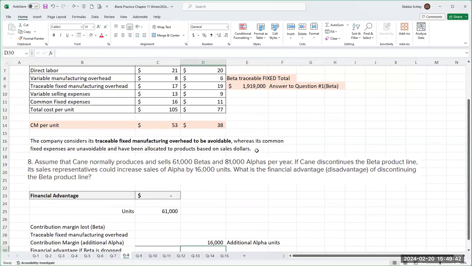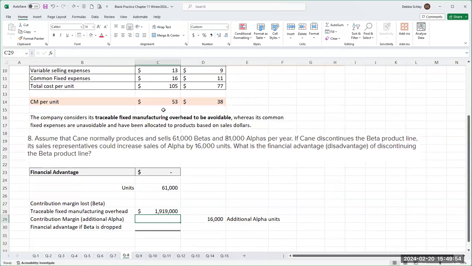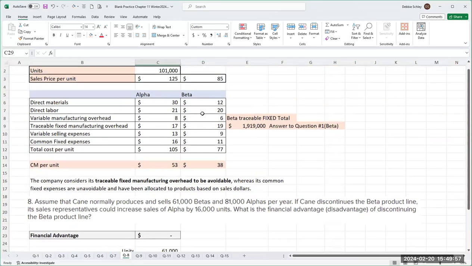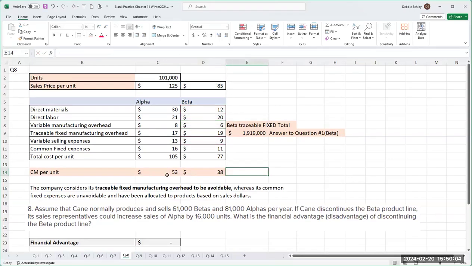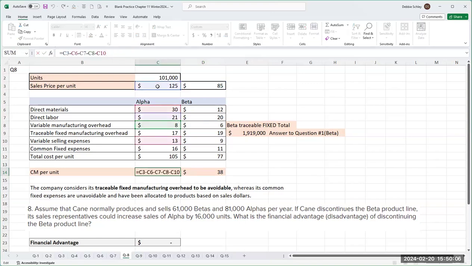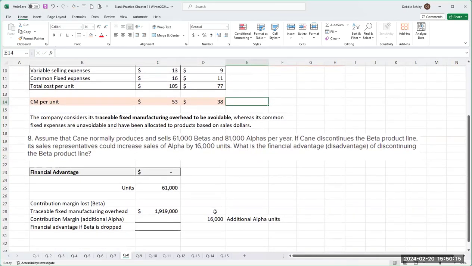So again, we're discontinuing beta. So we're talking about beta's traceable fixed total and my contribution margin. So I figured these out, right, just by taking the sales price minus all the variables. And same with the alpha, the selling price minus the variable cost. Okay, so I'm going to use those to make it real simple on me.